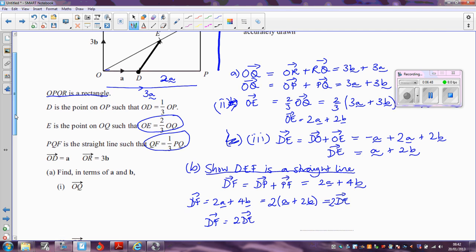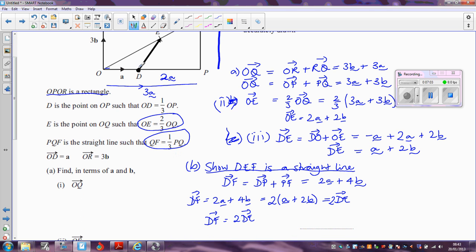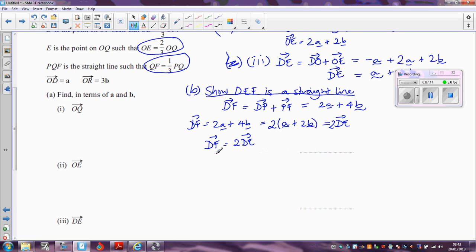So let's just have a look at what that means diagrammatically. So the vector from D to F up here, this vector is twice this vector. And because both of those vectors start at the point D, so we've got 2 parallel vectors which both start from point D, it must mean that DEF is a straight line. So to explain that in words, I would say, well, we've got the fact that DF is equal to 2DE, so the lengths are doubled, and also DF and DE must be parallel.